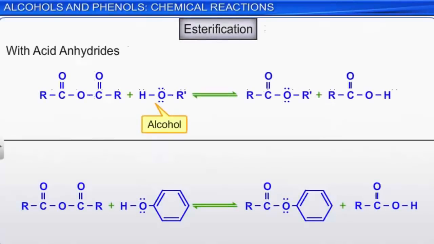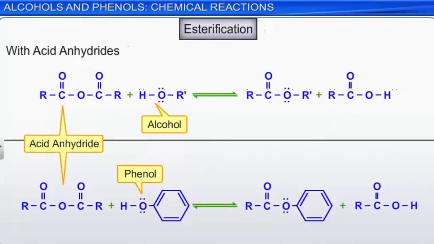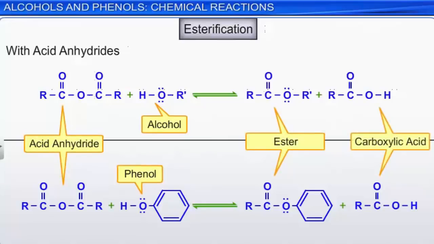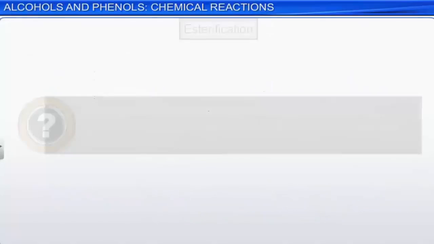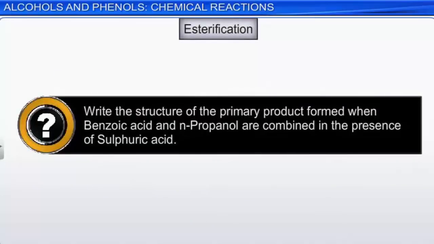Additionally, alcohols and phenols can react with carboxylic acid anhydrides to form an ester as well as a carboxylic acid. These reactions are slow and require heating. Try to work out this problem on your own before continuing. Write the structure of the primary product formed when benzoic acid and n-propanol are combined in the presence of sulfuric acid.